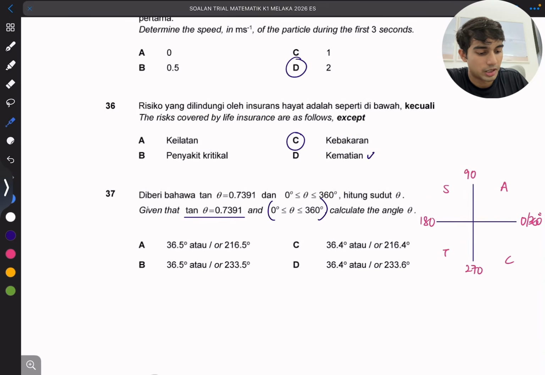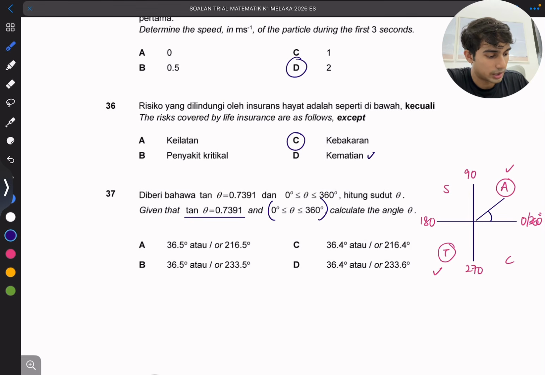Right. So here they say tangent is positive 0.7391. So our answers will lie in the first and the fourth quadrant. Because here all positive, here tangent positive. So the values here will be theta, here will be 180 plus theta. This is the formula.